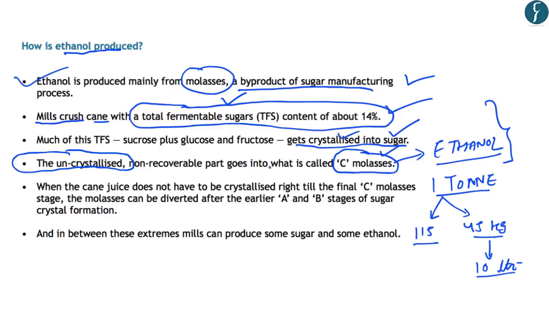For example, if 1 ton of sugarcane is used, it will produce about 115 kg of sugar and 45 kg of molasses if this stage is reached, which means that this is the unrecoverable part, and this is known as the C molasses stage. And from this C molasses, approximately 10 liters of ethanol can be produced.